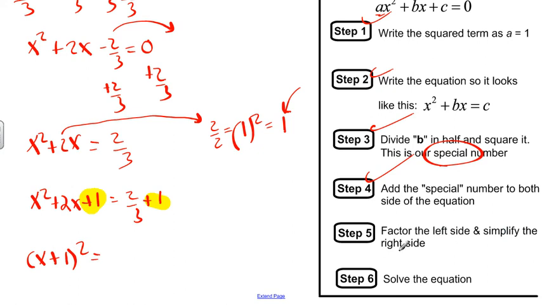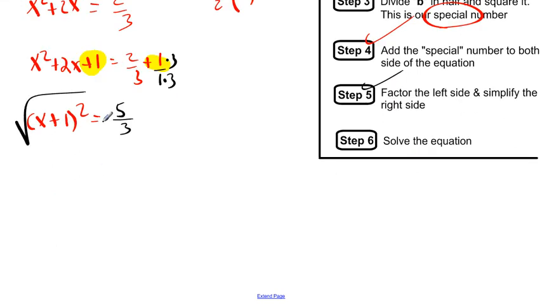And then it says simplify the right side. So let's go ahead and get a common denominator here. Remember, you can put any number over 1, and the common denominator here is 3. So multiply top and bottom by 3. So 2 plus 3 is 5, and then we have a common denominator of 3. Bing! And last but not least, solve for x.